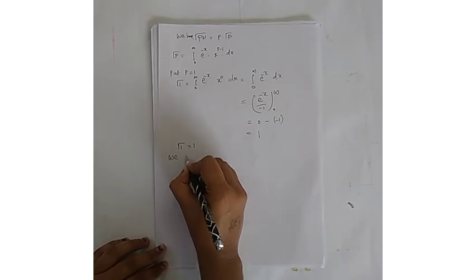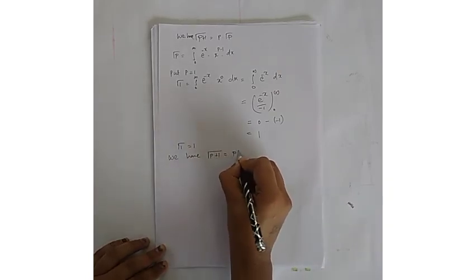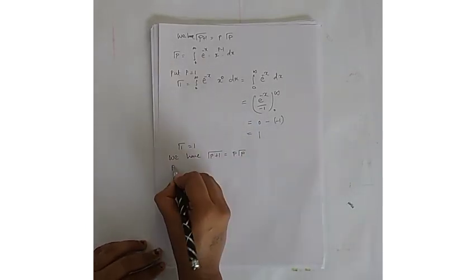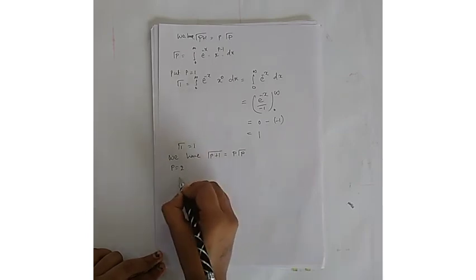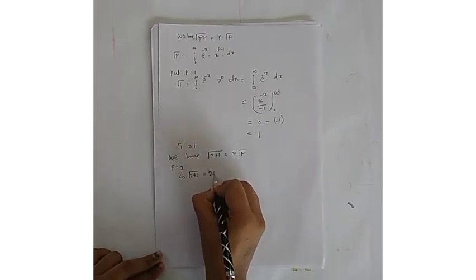We have gamma p plus 1 is equal to p gamma p. If I put p equal to 2, it will give gamma 2 plus 1 is equal to 2 into gamma 2.